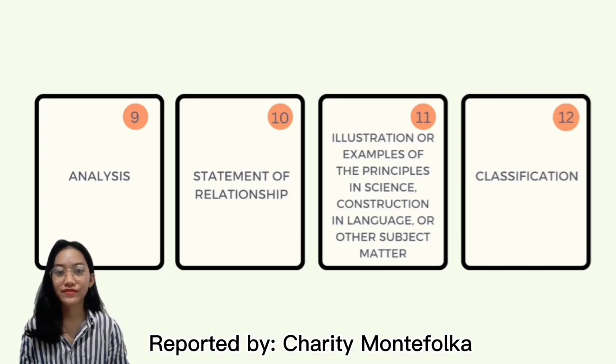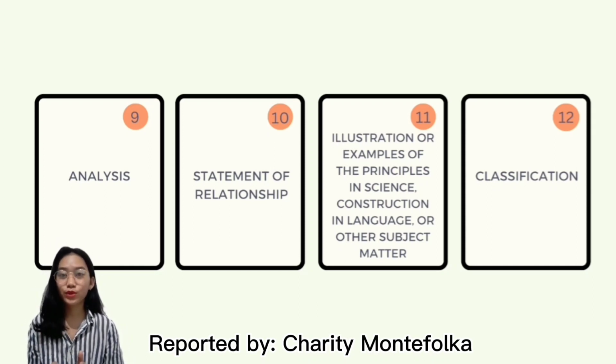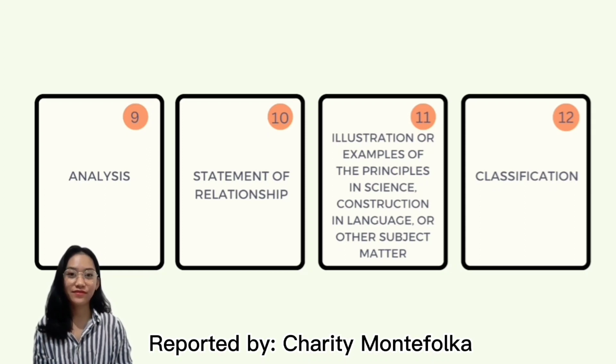The 11th category of essay questions is illustrations or examples of the principles in science, construction in language, or other subject matter. This category helps illustrate or support a point. An illustration or example essay question is structured around the goal of using the student's own examples to make a point in their answer. They may use various examples to support their essay answer, but they must make sure that their examples are relevant, strong, and properly used.